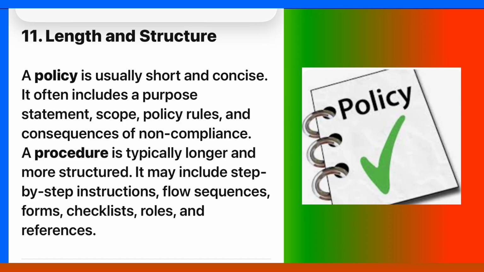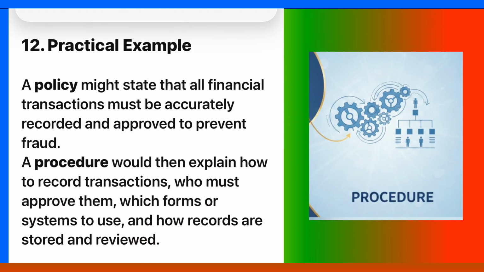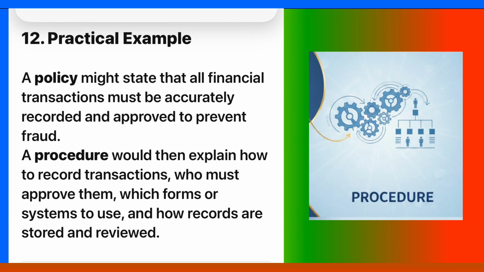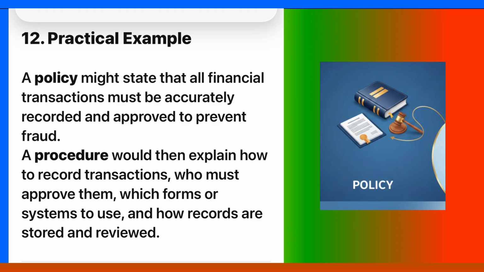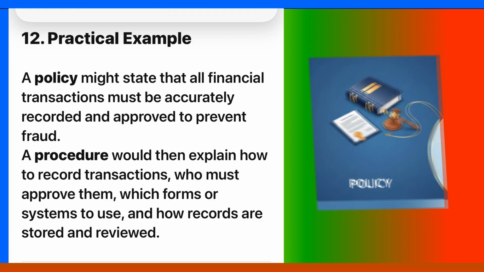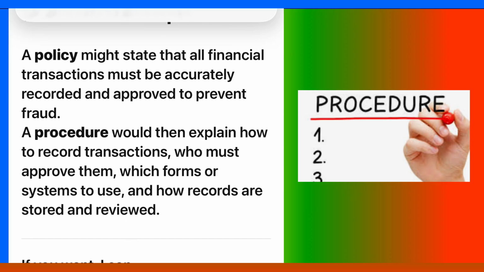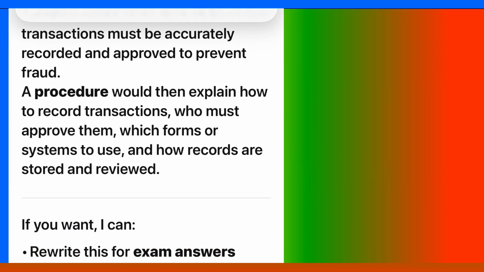12. Practical example. A policy might state that all financial transactions must be accurately recorded and approved to prevent fraud. A procedure would then explain how to record transactions, who must approve them, which forms or systems to use, and how records are stored and reviewed.